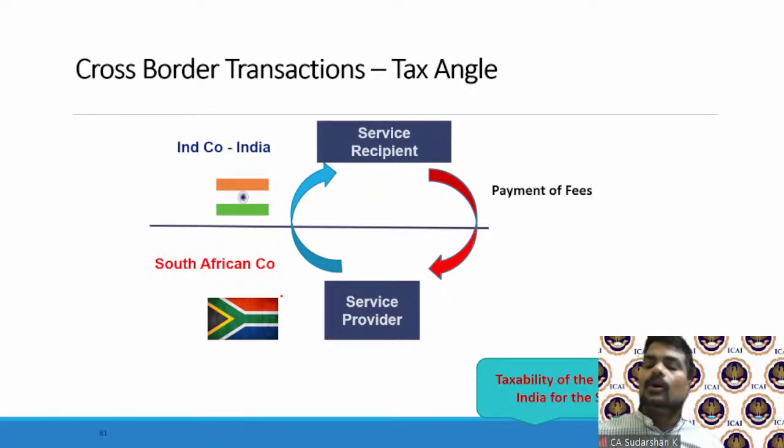Section 9(1)(vii). Now, under the domestic laws of South Africa, the same income will also get taxed, because South Africa, just like India, will also tax on a resident basis. When on a resident basis, worldwide income is taxable. Which means the South African company will again offer that income to tax in South Africa. Now, what is the net result?